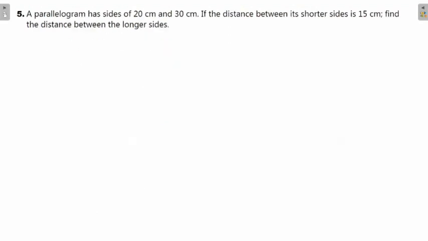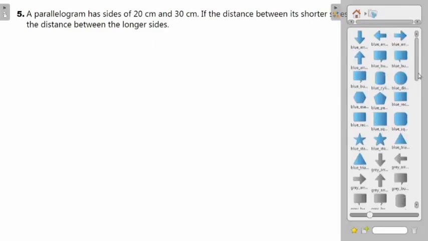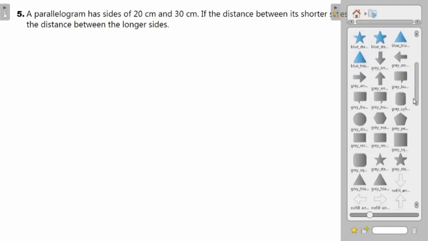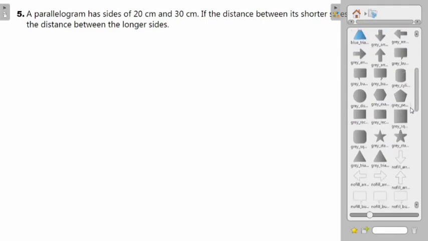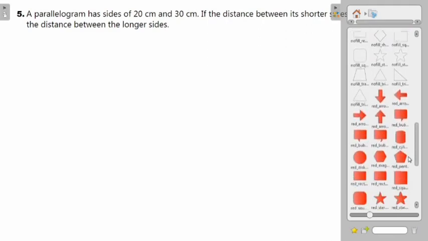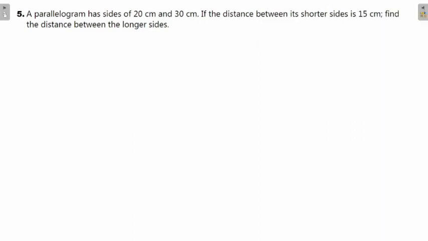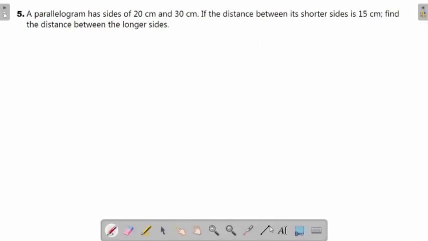Let's move to the last question for the day. So question number 5, which says a parallelogram has sides of 20 centimeter and 30 centimeter. Okay, so there's a parallelogram. So let me see whether we have a shape for parallelogram or not. No, I don't have any shape for parallelogram here. That's okay, fine. Okay, so let me quickly draw a rough diagram for you. So there's a parallelogram.